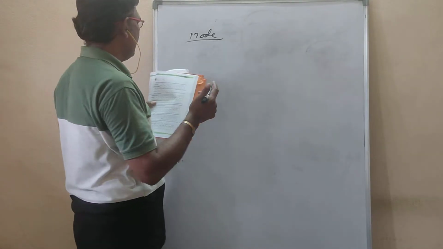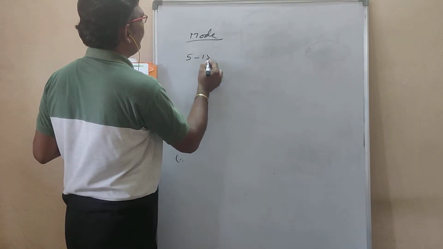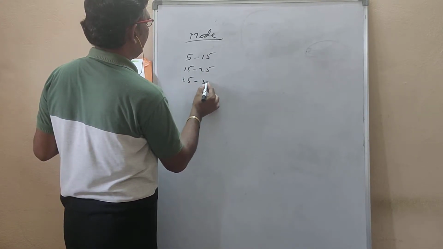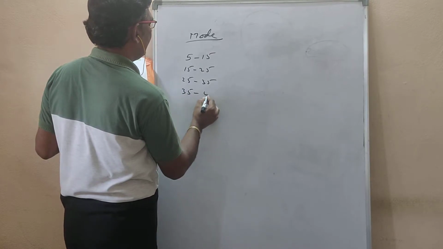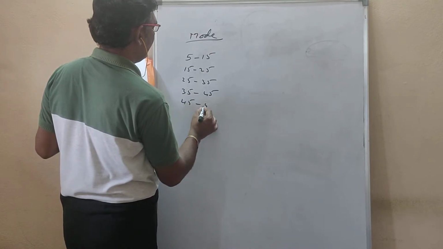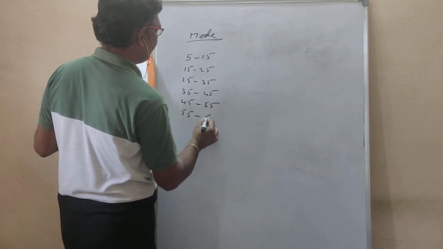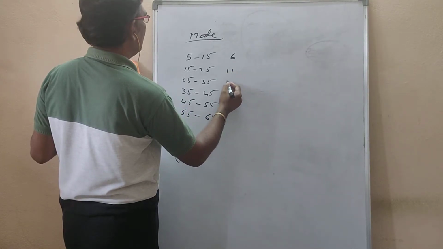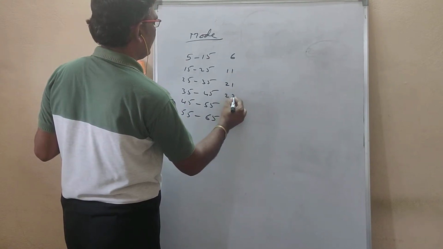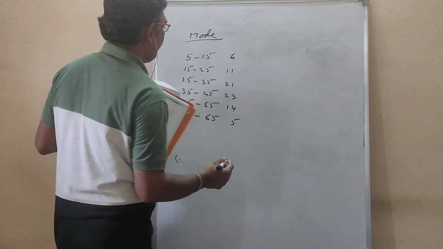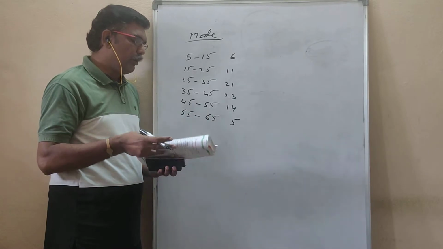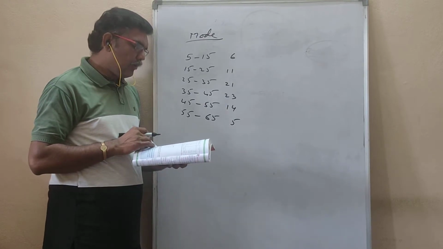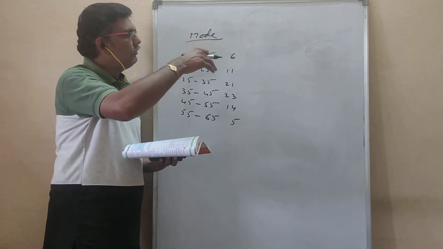Now in the question they have given a class: 5 to 15, 15 to 25, 25 to 35, 35 to 45, 45 to 55, 55 to 65. So it is class, and the frequencies they have given are 6, 11, 21, 23, 14 and 5. So they have given both class and frequency for us. To find the mode, you have to understand about it.